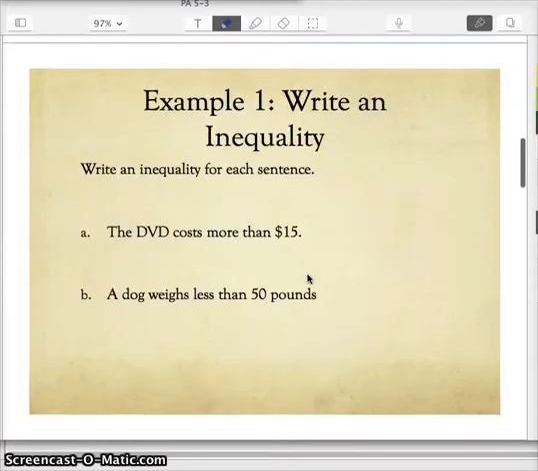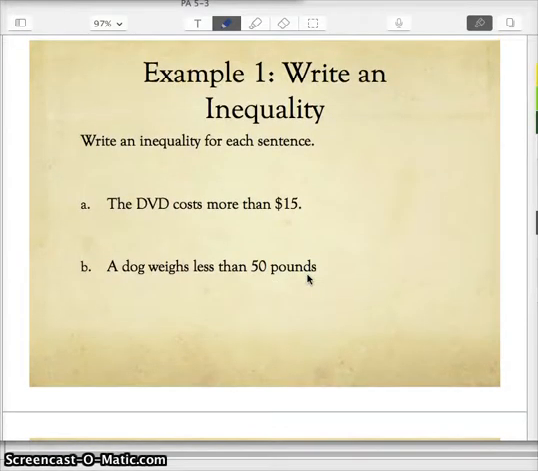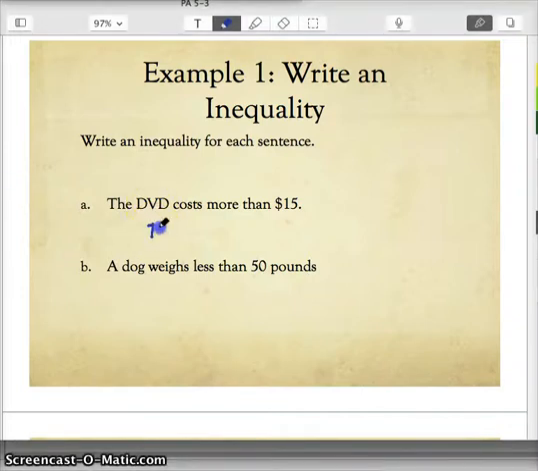Our first example gives us the opportunity to practice using some of those symbols. So we're going to write an inequality. Write an inequality for each of the following sentences. So this first one, the DVD costs more than $15. The DVD is certainly not $15. It is more than $15. So if we use the variable, let's say we can use the variable D for the cost of the DVD, we would say that D is greater than 15. We wouldn't use greater than or equal to because it says it's more than.